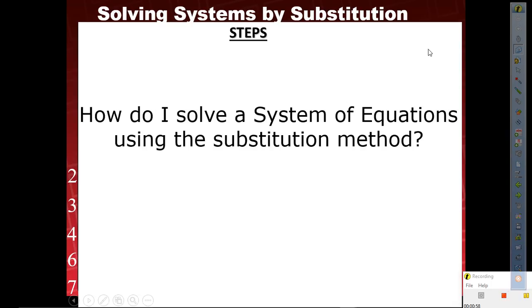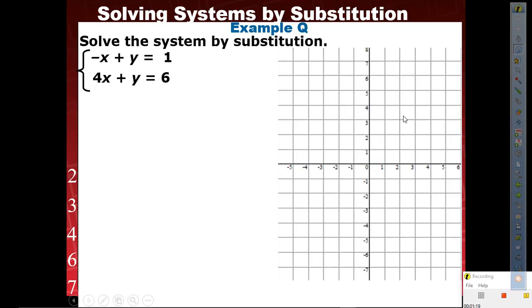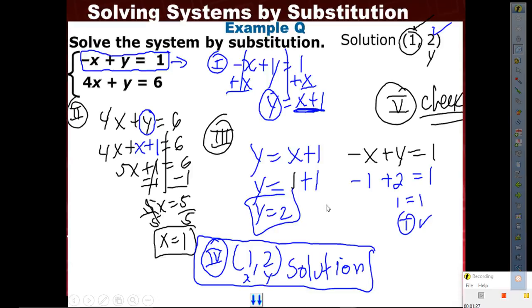So then I said, okay, before you come up with your steps, let's look at the process. So then I said, copy this example. You guys copy example Q. You guys remember that? Yeah. And then we solved it. Well, I solved it by graphing, and we said that the solution was (1, 2). And if you notice, that was from the warm-up. That's why I wanted to show that from the warm-up. And it looks like this. All right? And look at the process.